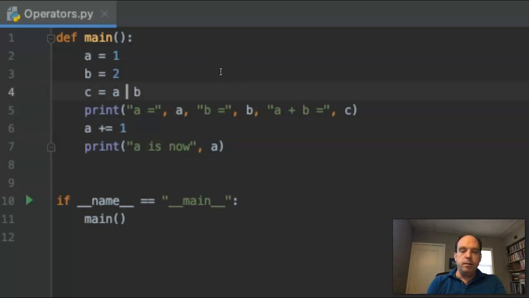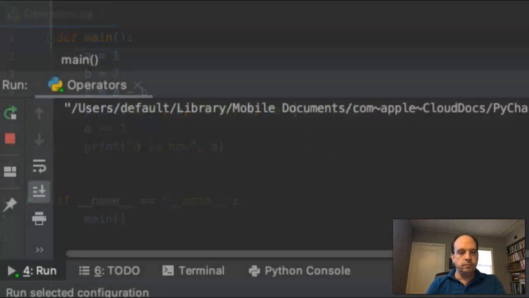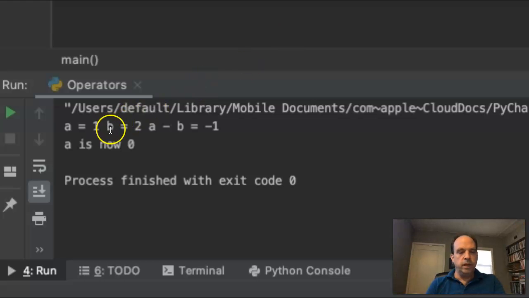The second binary operator is the subtraction operator, and it works just the way you think it would. And in fact, we have a shortcut for subtraction as well. So we would expect a minus b, 1 minus 2, to equal negative 1. And if we subtract 1 from the original value of a, we should get 0. Let's make sure. A is 1, b is 2, a minus b is negative 1. And if we subtract 1 from a, we get 0.